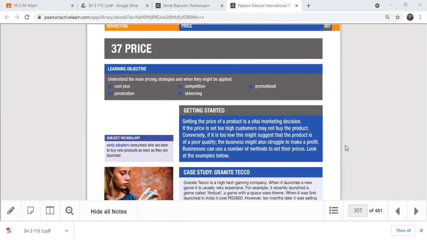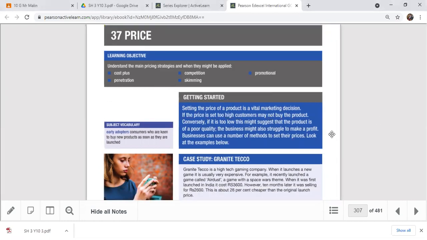Sometimes when you try to sell something, a lot of people ask back, okay, how much is it? May I know the price, please? So pricing is a really important decision in marketing. Therefore, we are going to find out today in our lesson the different pricing strategies taken by marketing managers, like five main strategies: cost plus, penetration, competition, skimming, and promotional pricing. These are the five main strategies that we are going to learn in this lesson.